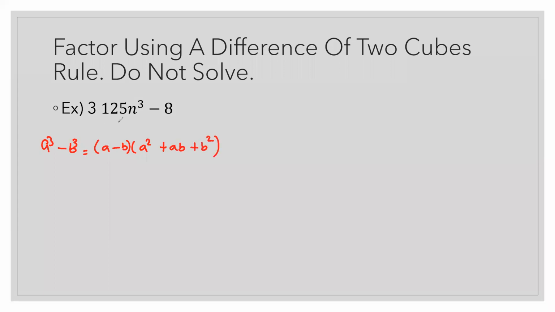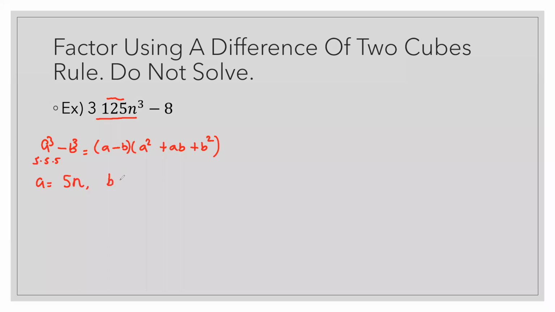Okay, so let's see here. Let's figure out what our a value is. So this is a cubed. This time we need a number and a letter. So let's start with 125. What number when cubed gives you 125? That would be 5, right? Because 5 times 5 times 5 is 125. And then n cubed, what letter when cubed gives you n cubed? That would be n.